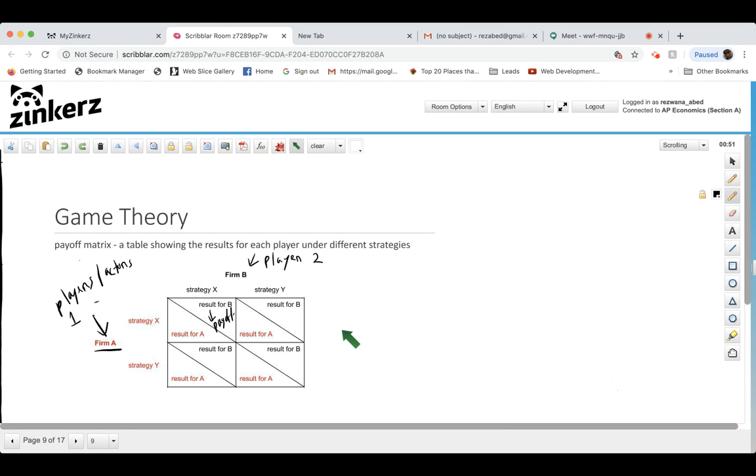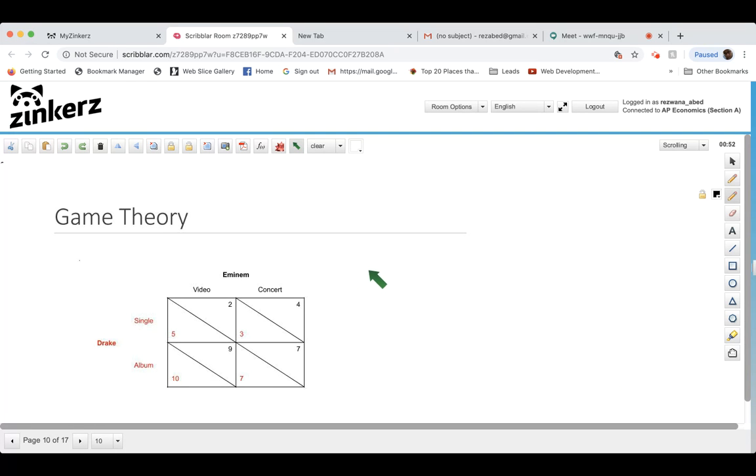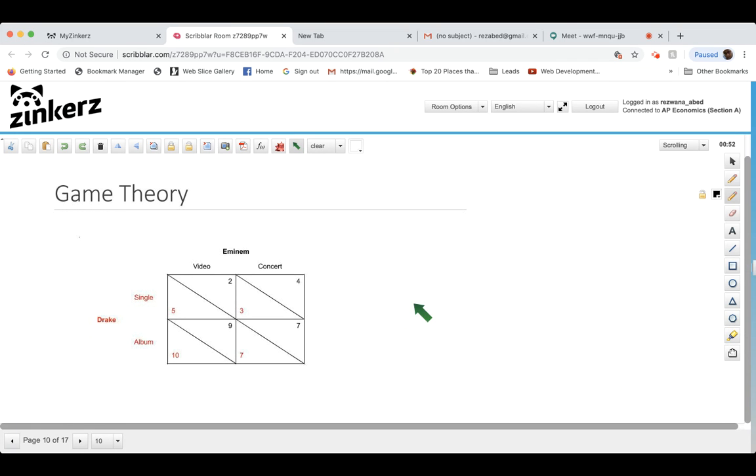So now let's actually take a look at an actual example. These are all words, and they're not so easy to wrap your head around, so let's take a look at an example and see what we mean. Here we have this payoff matrix, and the two players are Drake and Eminem, the two rappers. They have different strategies they can choose. For Drake, the two strategies are that he can release a single or he can release an album. For Eminem, he can either do a video or a concert.